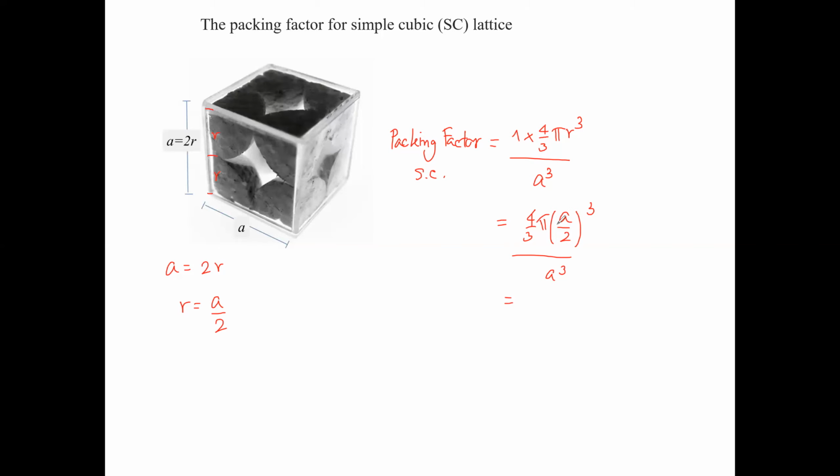So notice that the A cube will cancel out, right? So this cancels out. The answer is pi over 6, 0.5236.